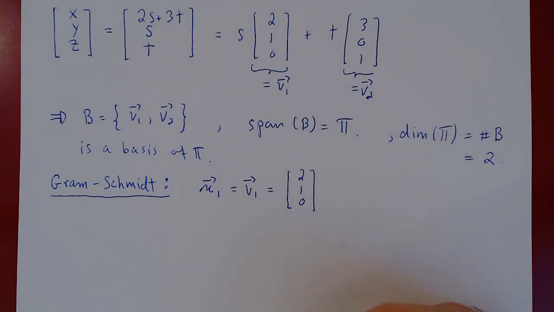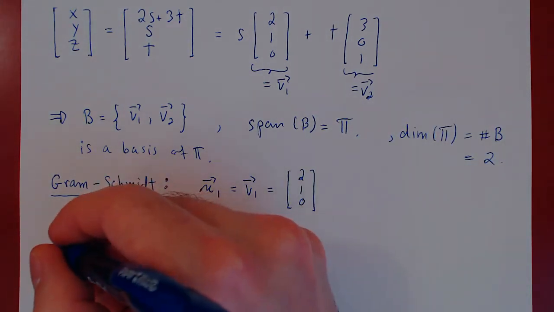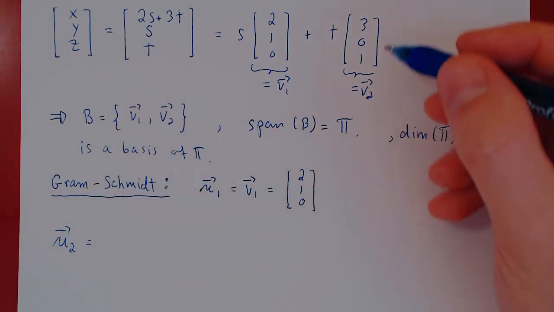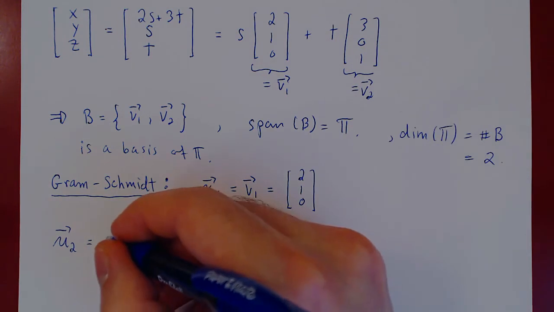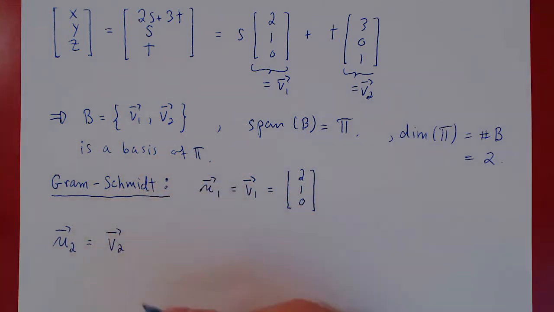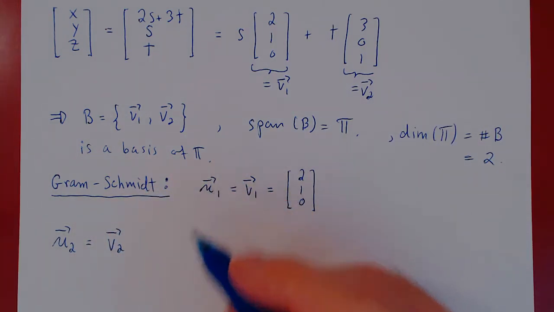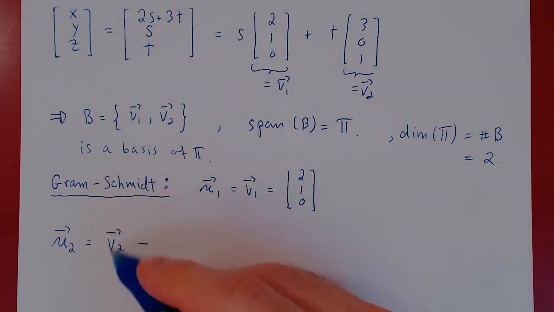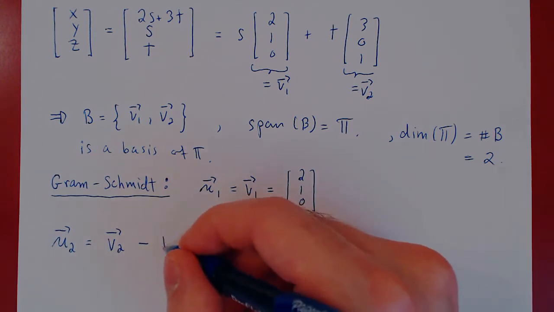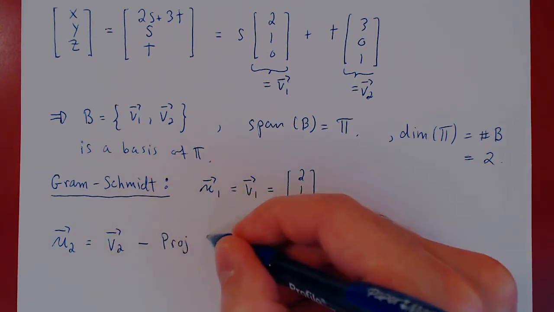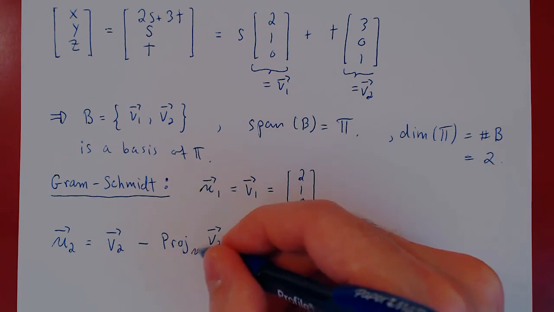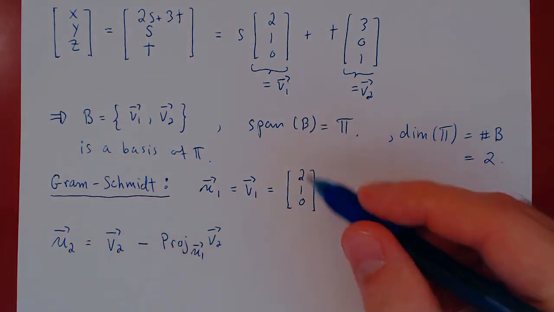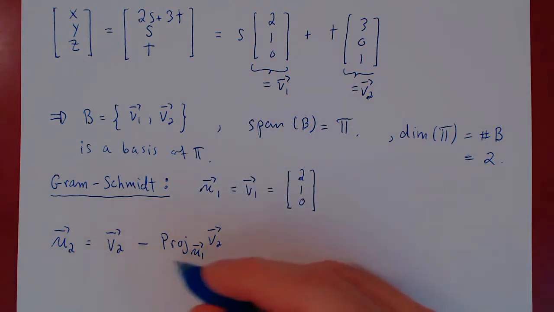Let's compute now the new second vector of our basis, u2. Well, we take the second vector of the original basis, v2, but remember that v2 has a component along u1, and we don't need this component, so we subtract it. And the component of v2 along u1 is just the projection of v2 along u1. And this vector will be perpendicular to the vector u1. Let's compute this.